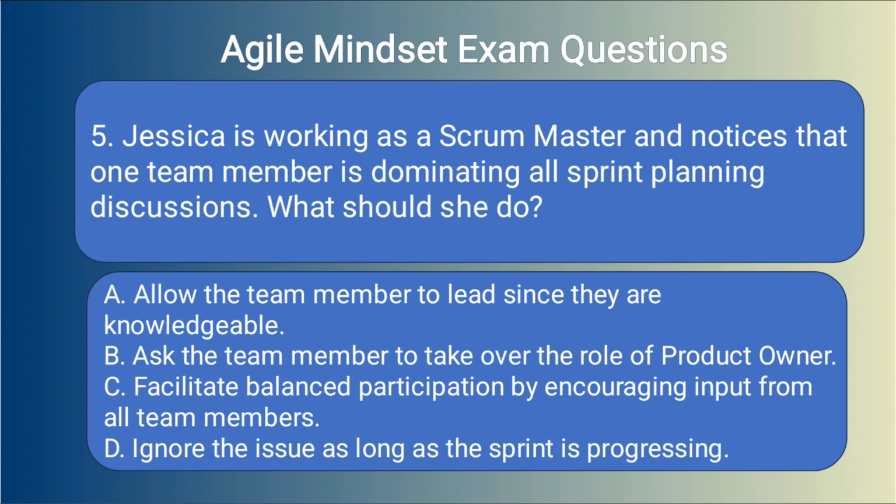5. Jessica is working as a Scrum Master and notices that one team member is dominating all sprint planning discussions. What should she do? A. Allow the team member to lead since they are knowledgeable. B. Ask the team member to take over the role of product owner.